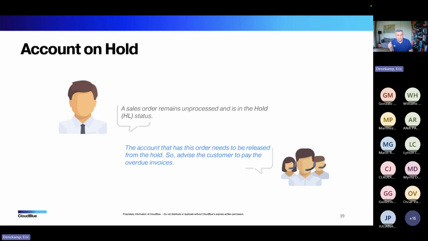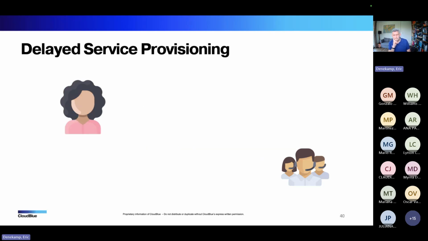So depending on the investigation I did, I now concluded that this customer is on hold because of a payment issue. So he did not pay his invoices, overdue invoices. We tell him, okay, now you have to go in and pay your overdue invoices. Otherwise, everything goes down. Delayed service provisioning.